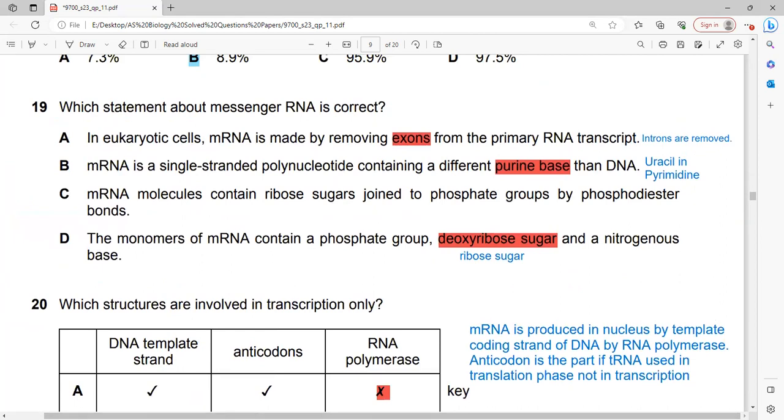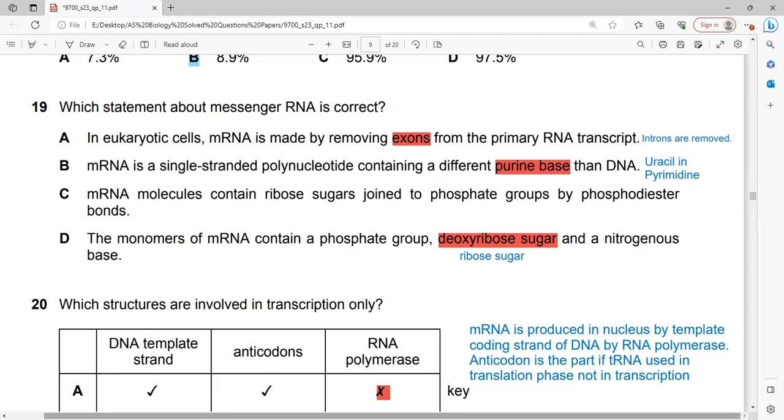Which statement about messenger RNA is correct? In a eukaryotic cell, messenger RNA is made by removing exons from the primary RNA transcript. But during RNA processing, intron sequences are removed from exon sequences. So that's why this is wrong, exon is wrong there. This is called RNA splicing.